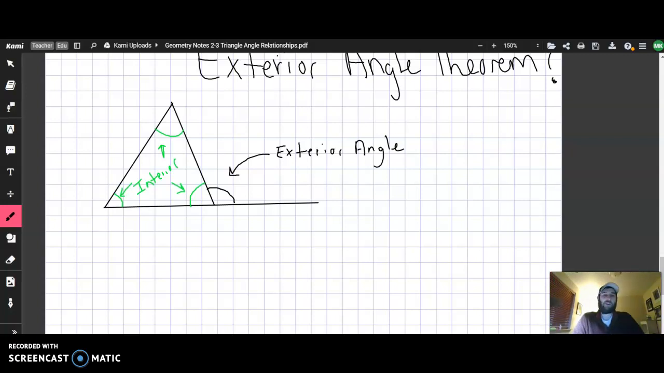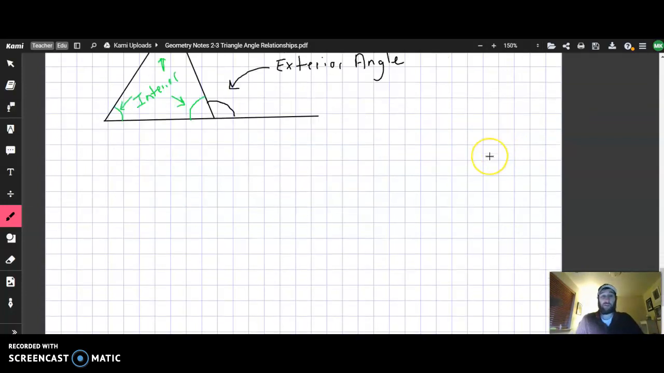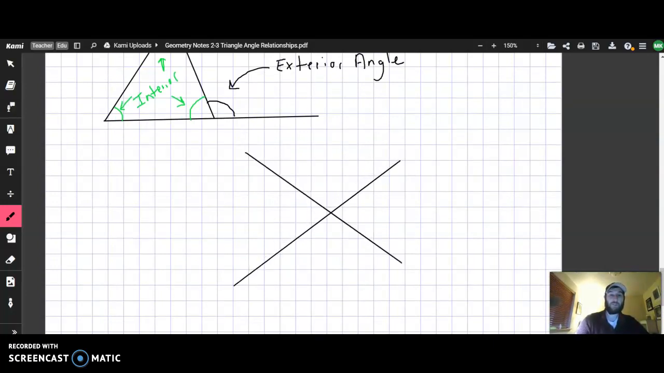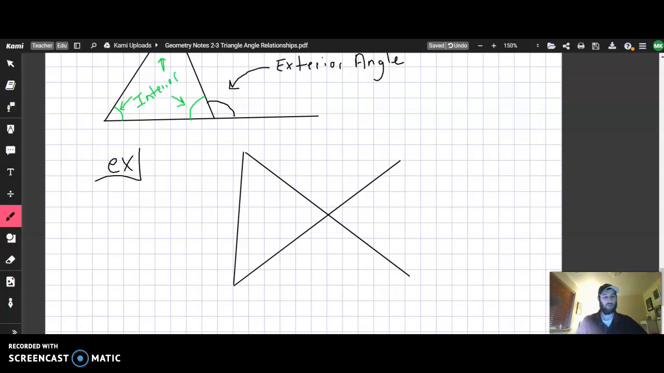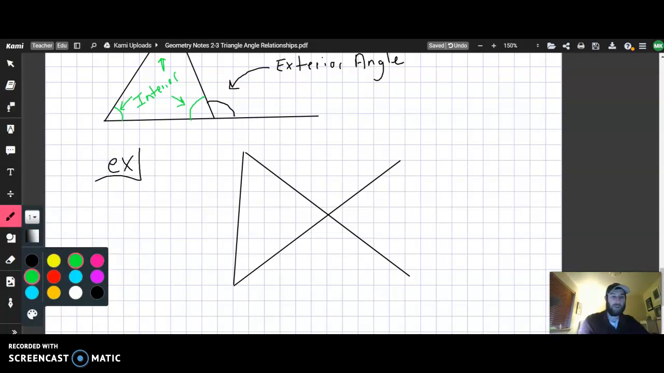Now, we have our exterior angle and we have our interior angles. I want to differentiate between one more thing, and that is the difference between an exterior angle and a vertical angle. To do that, I'm going to draw an example of a vertical angle. A vertical angle has two straight lines that cross. Now, I'm going to make one of those into a triangle. Boom. Triangles are great. Now notice we still have our three interior angles: interior, interior, interior.